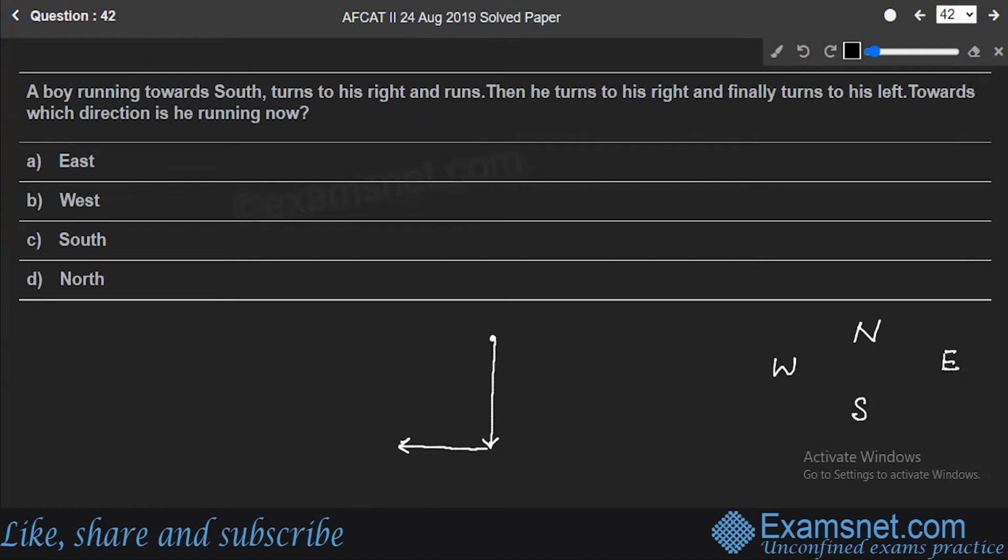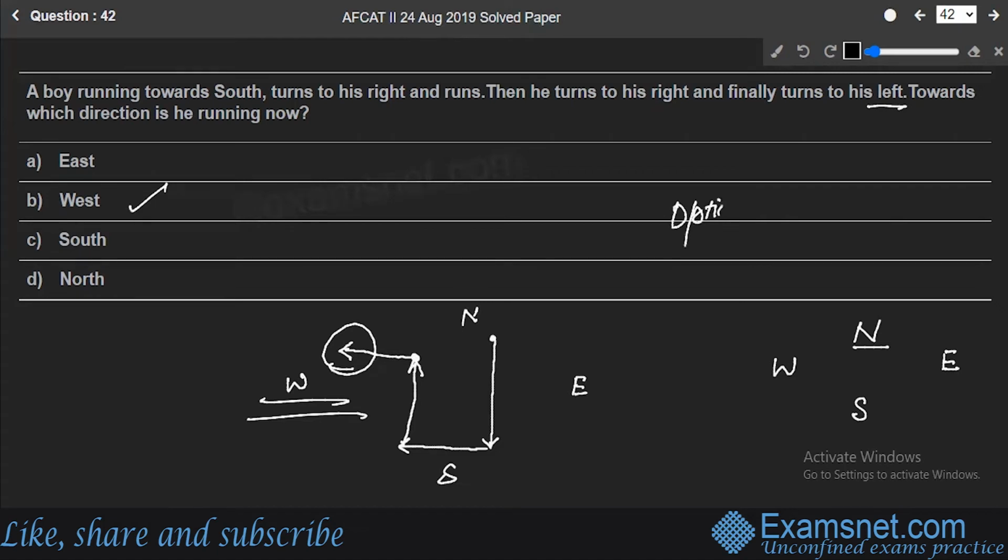So if he's standing over here, if he's turning right, that means he's moving in this direction now. Correct? And then finally he turns towards his left. He's standing over here. If he's moving towards his left, that means he's moving in this direction. So clearly this is north, south, east and west. So he is moving in which direction? He is moving in the west direction, this one. So option B, west direction, is the correct answer for this question. So let's move to the next question.